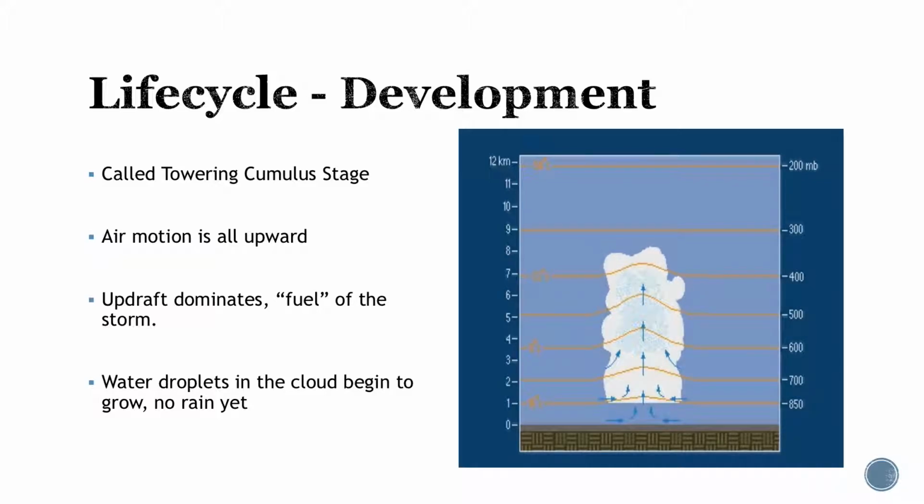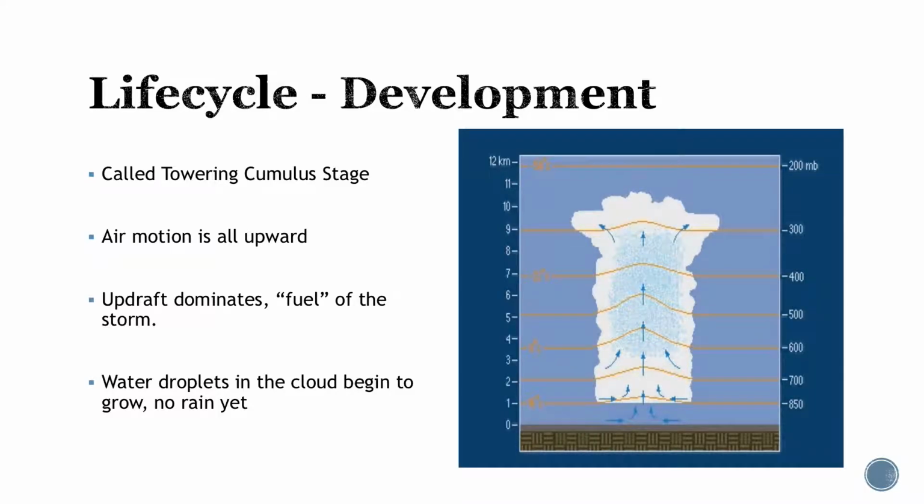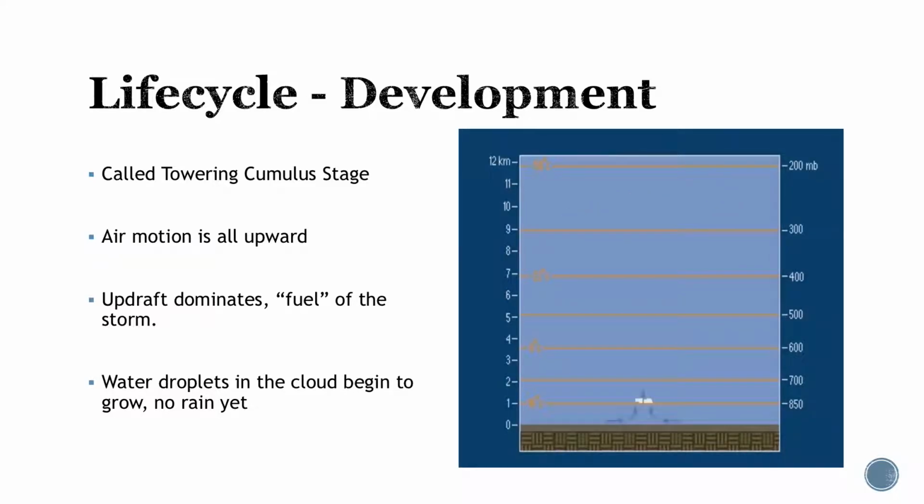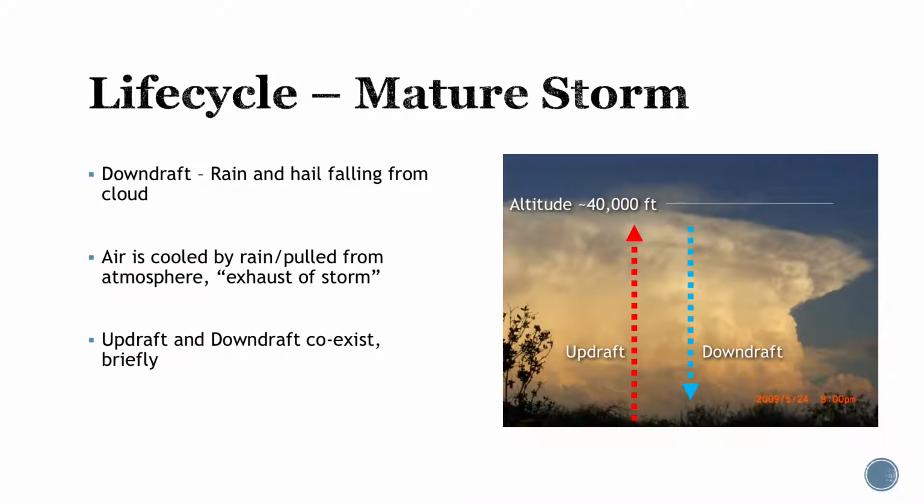And the water droplets begin to grow as the cloud forms. So we don't really have rain yet. All those water droplets are still small enough to just be basically cloud droplets. Nothing is falling down yet.